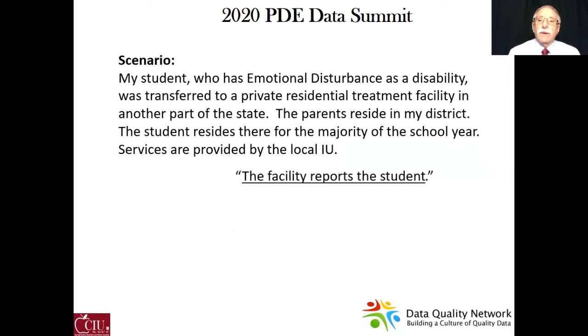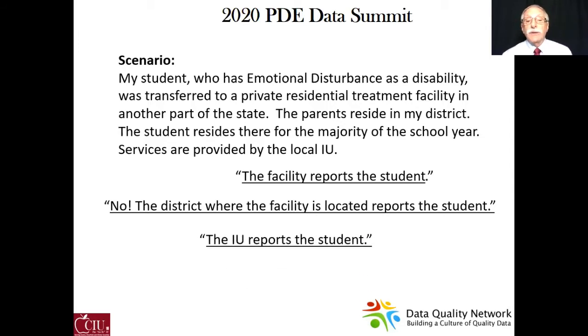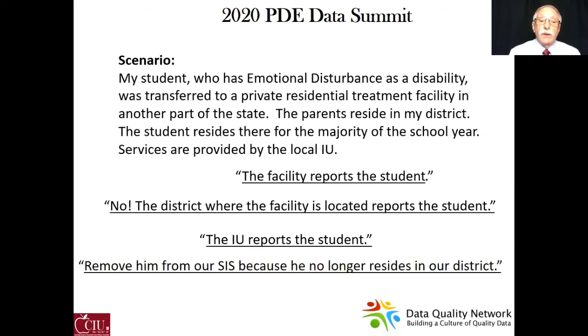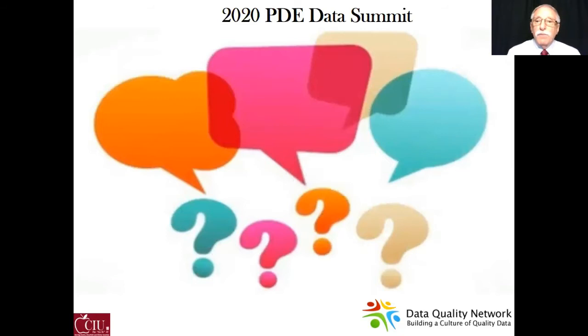Someone tells you, well, no, the facility reports the student. Another person says, no, no, no, the district where the facility is located reports the student. Another person overhears this conversation and says, wait, since the IU provides the service, they report the student. And finally, someone says, this child no longer resides in their district, he's residing somewhere else, so just remove him from our SIS. So yes, we have many, many questions. Let's see if we can clear up some of the confusion.